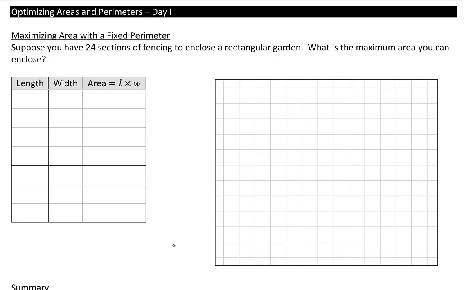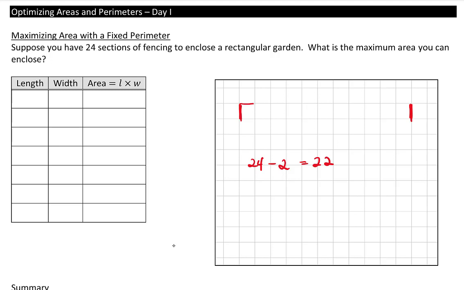So let's look at some different dimensions for this garden. Let's say we choose a width of 1. Remember, we have 24 sections of fencing. Then we're going to have to minus 2 from that because there'll be 2 widths of 1, which tells us we have 22 sections left over. Therefore, the length of this garden would have to be equal to 11.